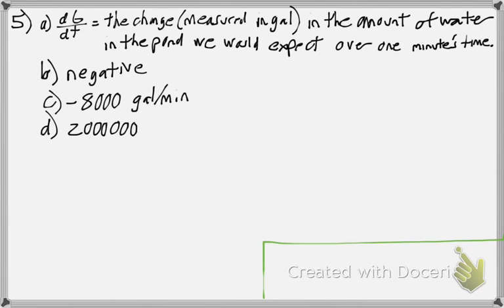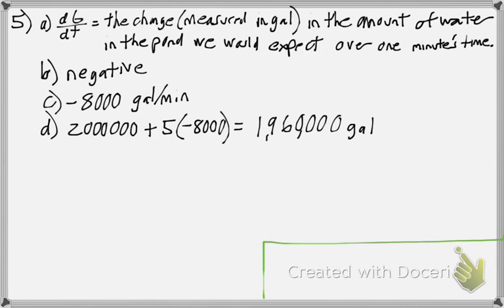So that means I need to subtract 8,000 5 times. So I'm going to put plus 5 times negative 8,000. So that's going to subtract the 8,000 5 times. And you should get 1,960,000. And this will be gallons. And that'll be our answer.